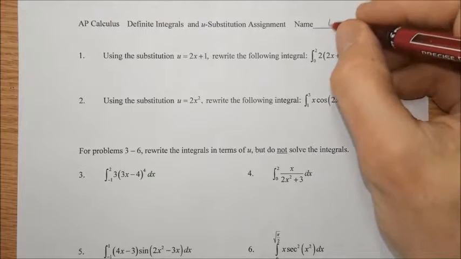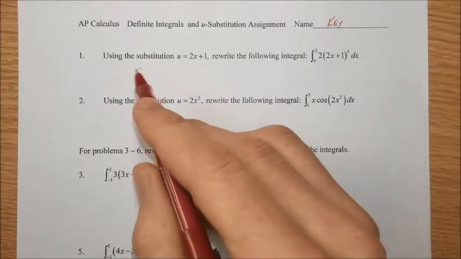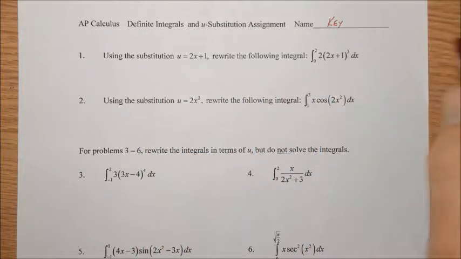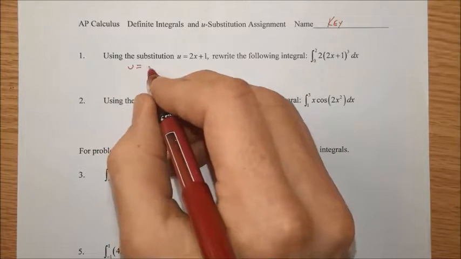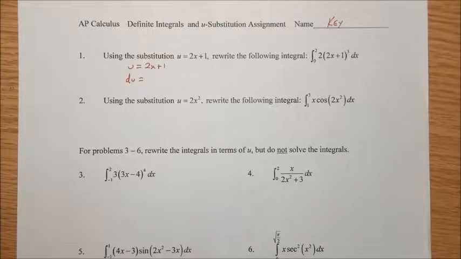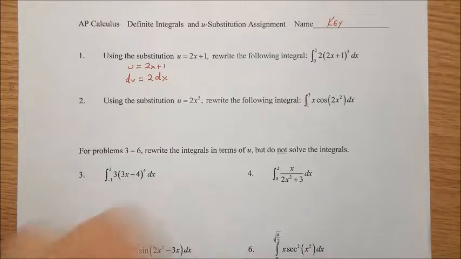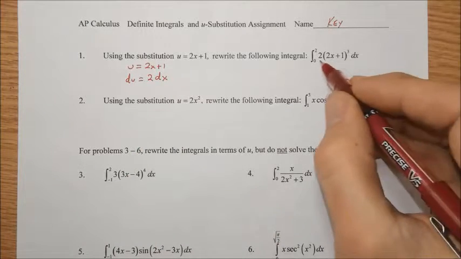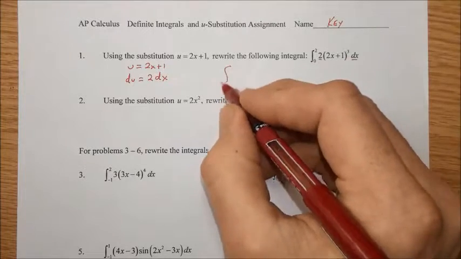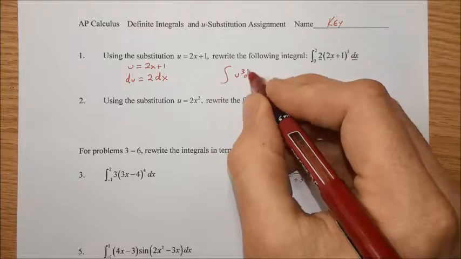Here is the answer key for the u substitution assignment. Question 1, using the substitution u is 2x plus 1, rewrite this integral. Okay, step 1, u is equal to 2x plus 1. Step 2, find du. Du is equal to 2 dx, the derivative of 2x plus 1. We have the 2, we have the dx, so we can make the perfect substitution. We have u being cubed, du.